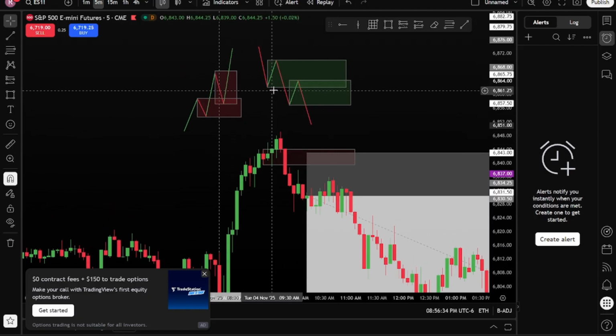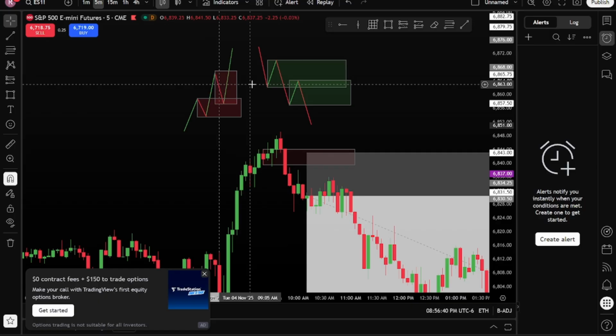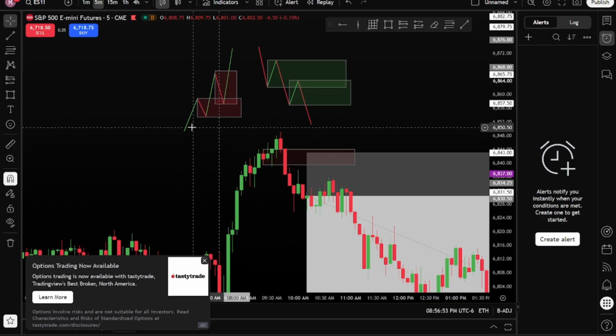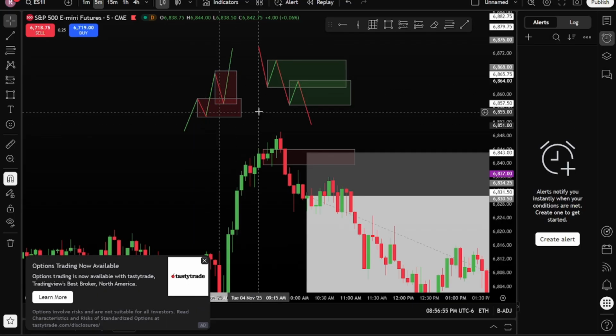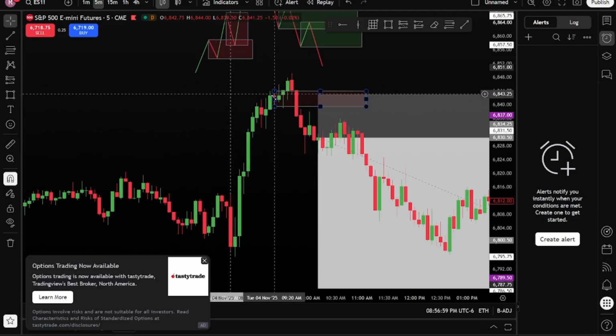But a lot of people teach it like this. It can definitely be taught like this, but it's however you want to treat it. That's the simple way to put it. It's not really that hard. But yeah, this would be a breaker block.